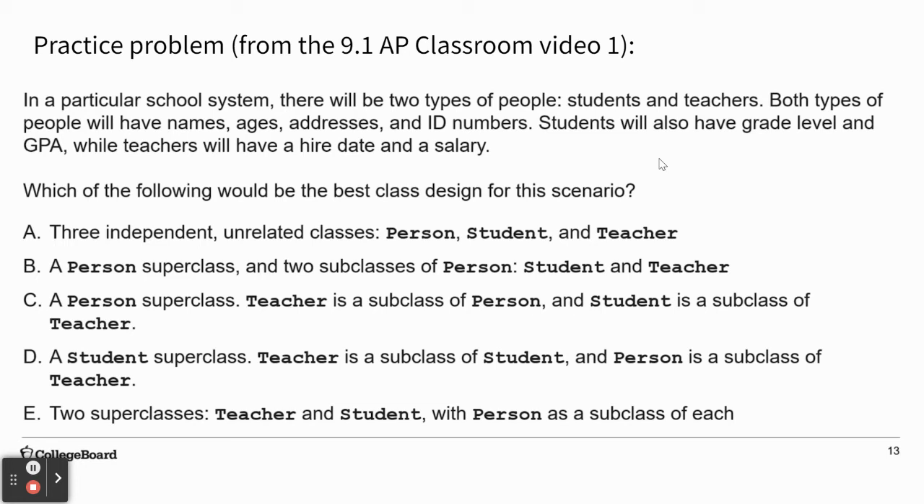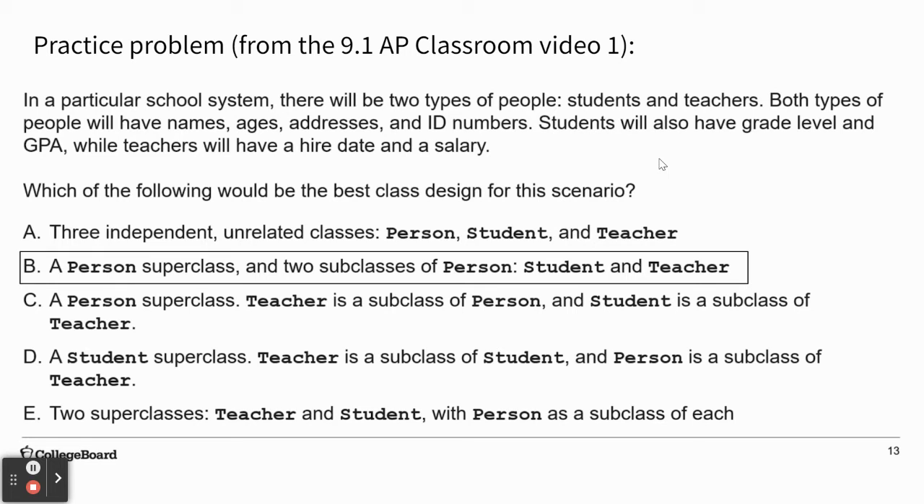Okay, great. B, use of a person superclass. Yeah, a person superclass and two subclasses, student and teacher.